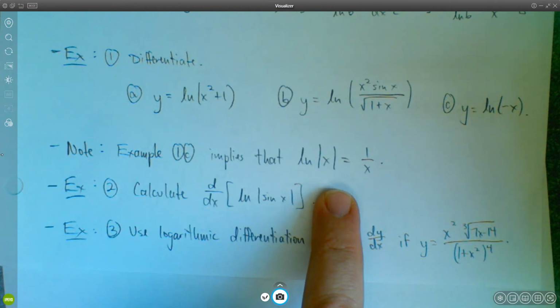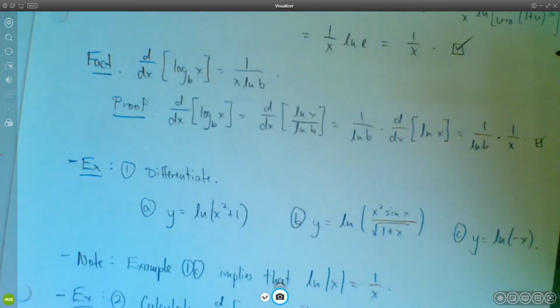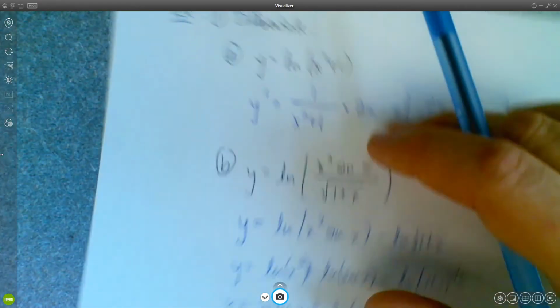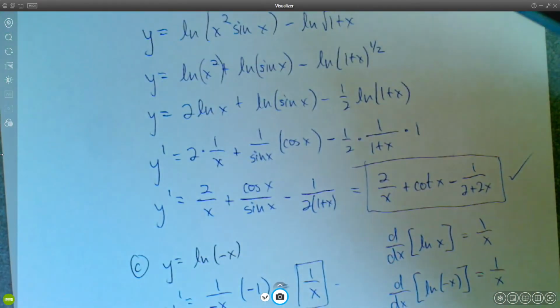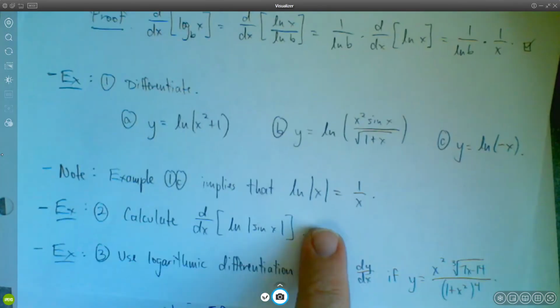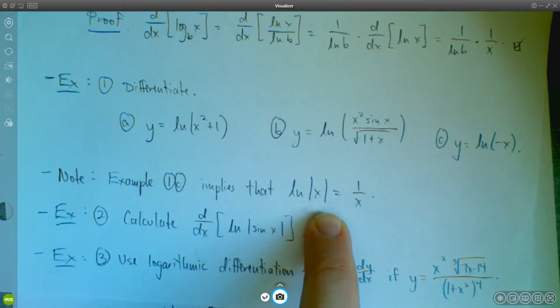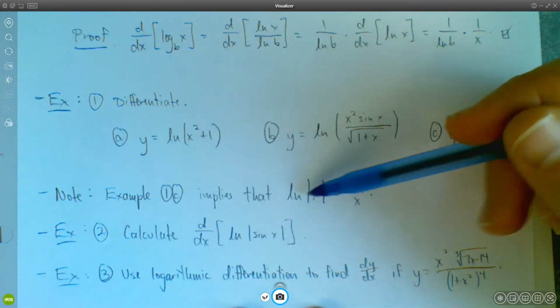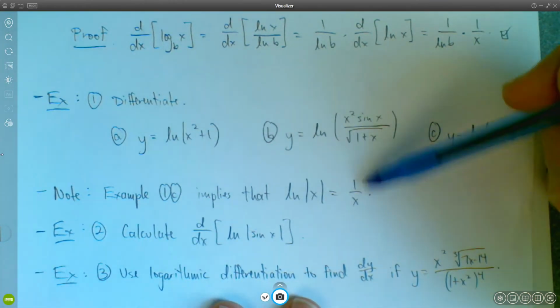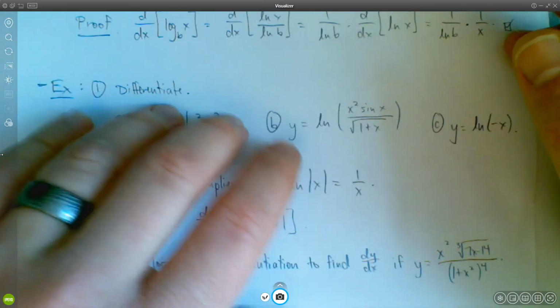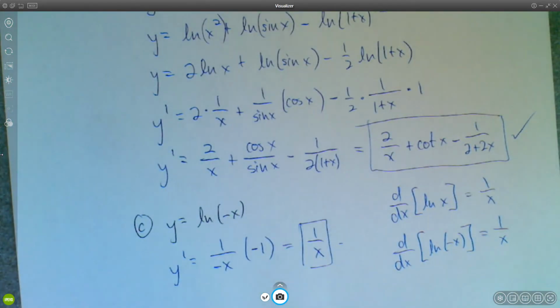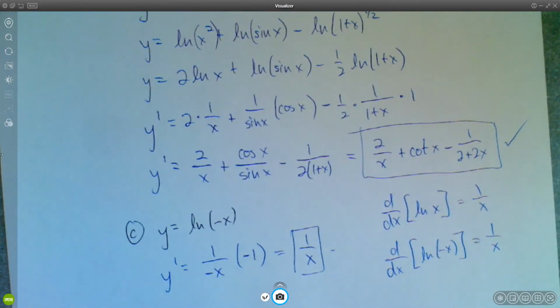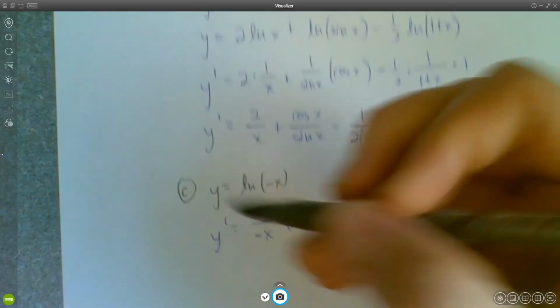And maybe I should say, this is assuming that x is not equal to 0. Okay, if x is equal to 0, then first of all, natural log of 0 is not defined, and second of all, 1 over 0 is also not defined. But for any other real number x, the derivative of natural log of absolute value of x is just 1 over x.